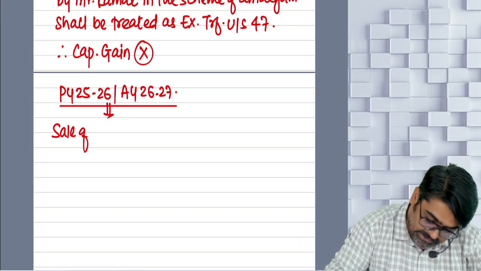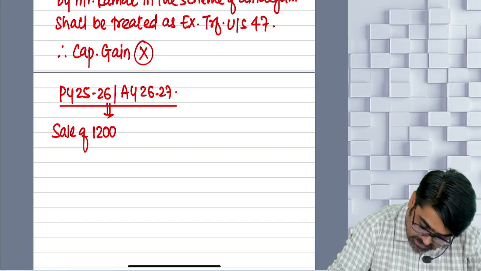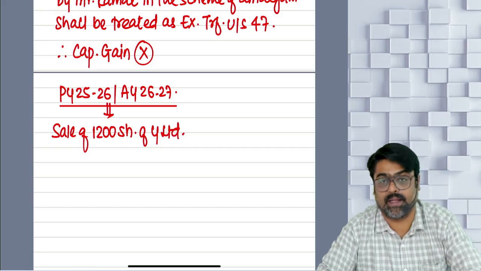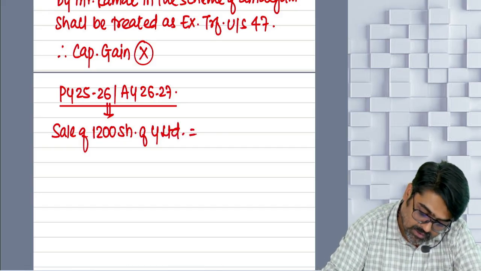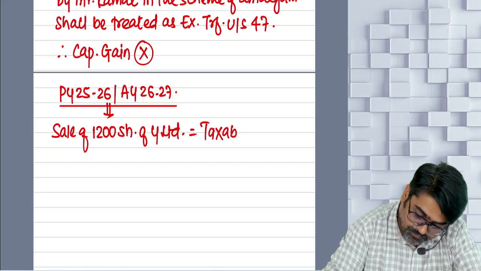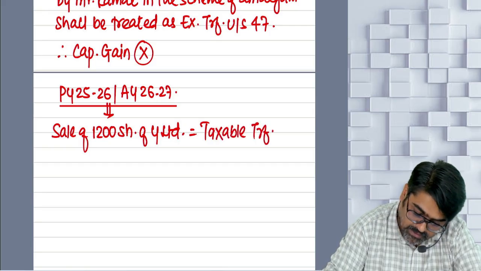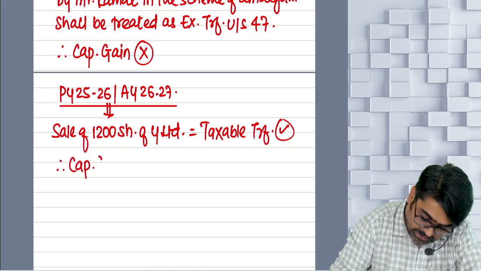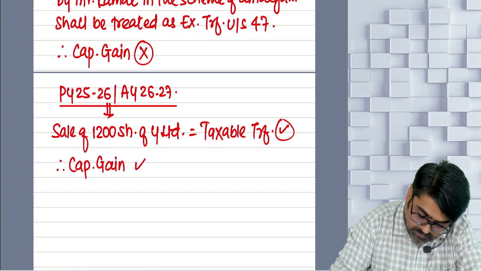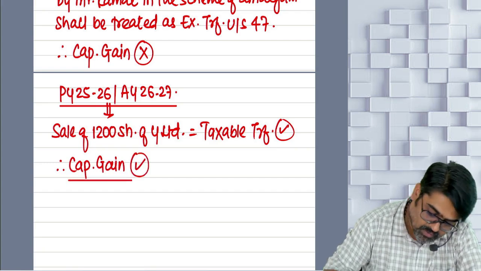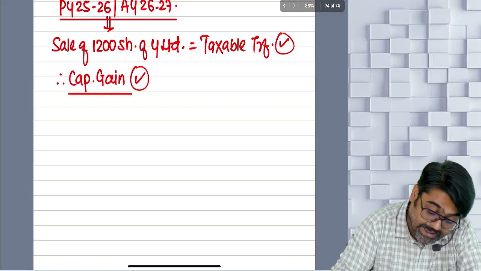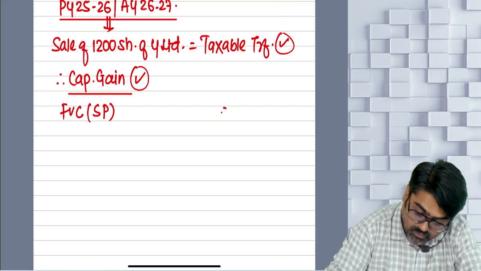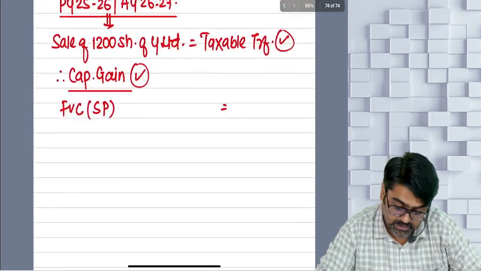So sale of how many shares? 1200 shares of amalgamated company Y Limited. Okay, is equal to which transfer? Taxable transfer. And if it is a taxable transfer, capital gain will arise or will not arise? Capital gain will arise. And to calculate that capital gain, what are we going to do, guys? FVC, that is selling price. At what price it was sold? Come on, tell me. 3 lakhs.